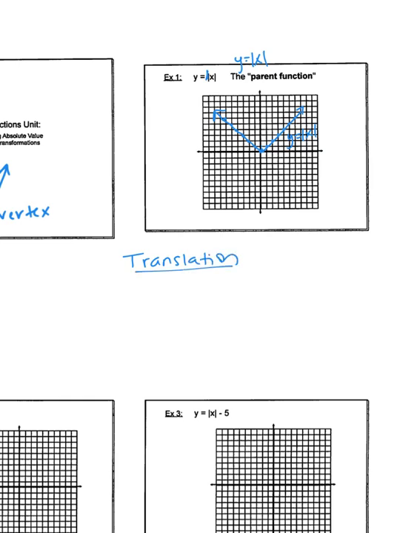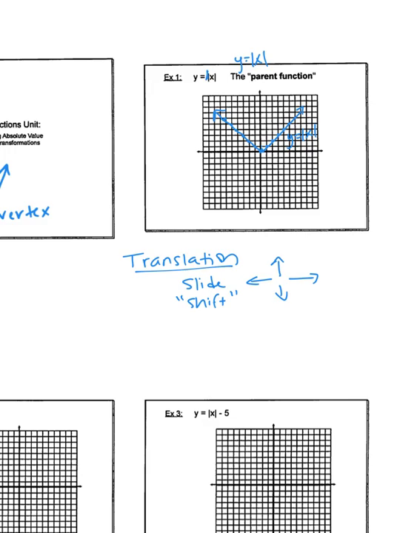Now, a translation means to take a graph, any graph, not just these, but all graphs, and slide them to the left, right, up, or down. A slide is also called a shift. So if you took the exact same graph of the parent function and slid it left, right, up, and down, you could graph other versions of it.